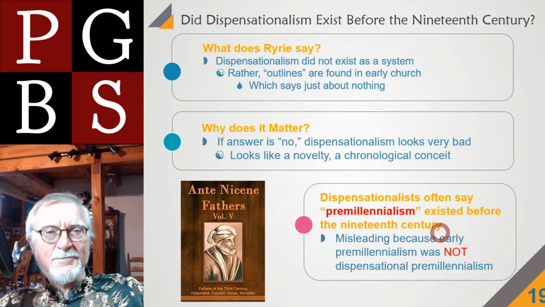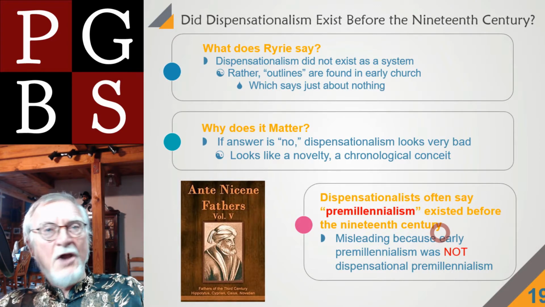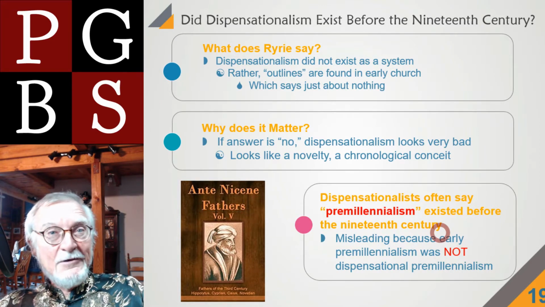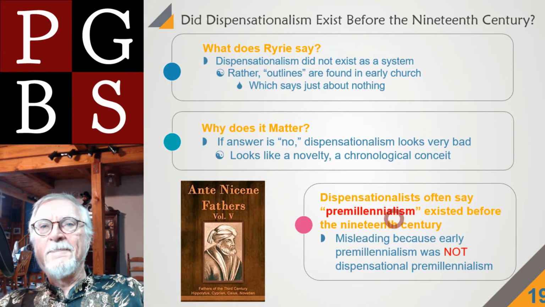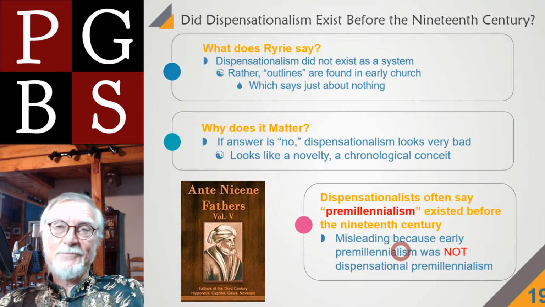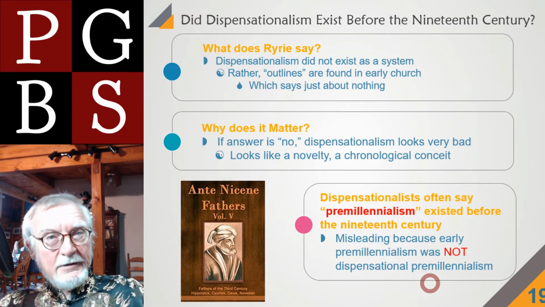Now, ladies and gentlemen, that is a misleading statement. It is true that dispensationalists were pre-mills, but the historic pre-mills back in the early church centuries were not dispensationalists. They agreed with the dispensationalists about premillennialism, but there was a lot of other stuff they didn't agree with, or they never heard of, like the pre-trib rapture theory, for example. It is misleading to say that premillennialism existed before the 19th century, thus proving that dispensationalism existed before the 19th century, because the early premillennialism was not dispensational premillennialism.